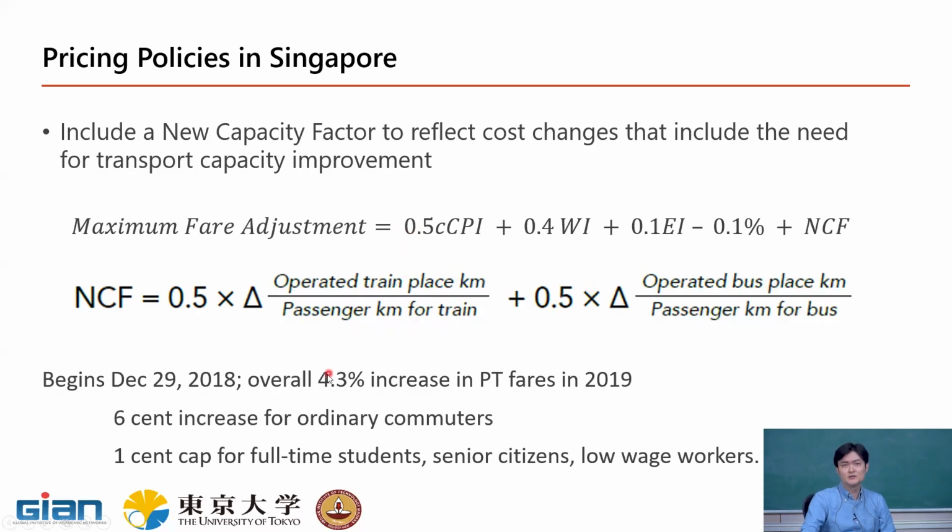So this led to adding this new capacity factor into the fare adjustment, which allowed them to increase their ticket prices by just over 4% in 1 year. And it did increase their revenues 6% or 6 cents. It only went up 6 cents for ordinary commuters, apparently, which is pretty low, I guess. But if you increase the price for everybody, then again, depending on your user, affordability will suffer. So they capped the increase for full-time students, senior citizens, and low-wage workers to 1 cent.